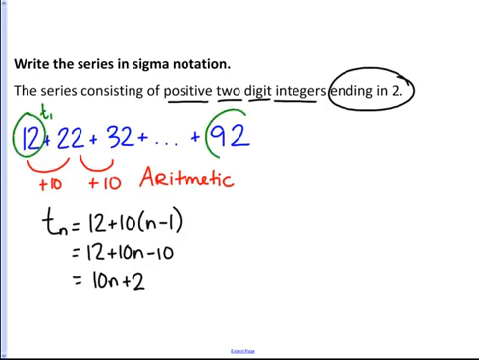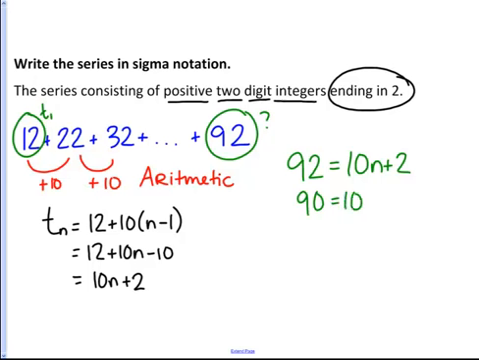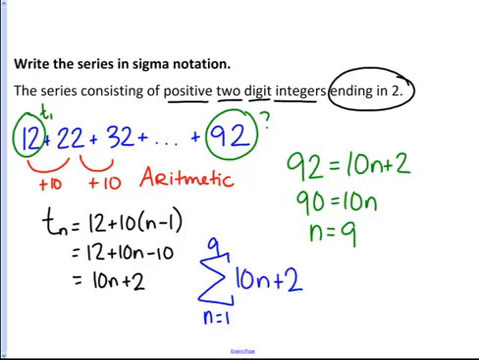12 is the first term, and it might be obvious to you which term 92 is, but in case it isn't, remember that you can always put 92 into our formula and solve for n, which is its position. n is where you are in the sequence. Since n is 9, 92 is the 9th term of this series. So our sigma will start with 1, end with 9, and the formula for it is 10n plus 2.